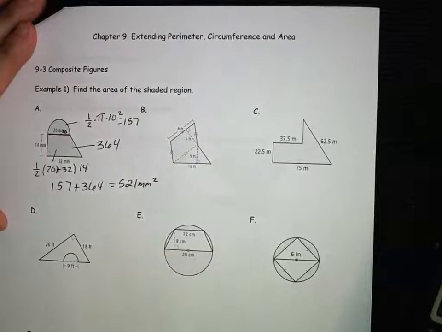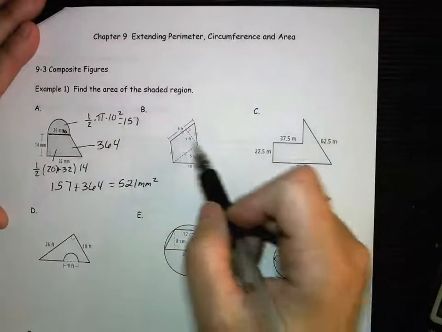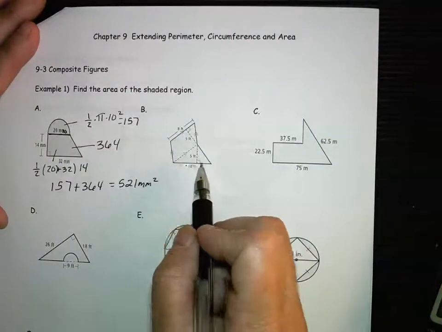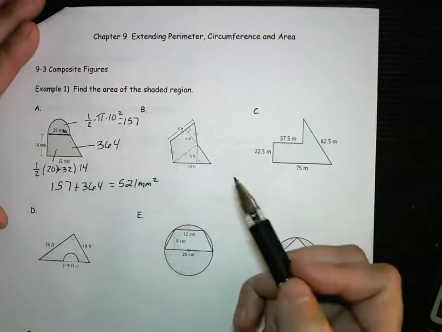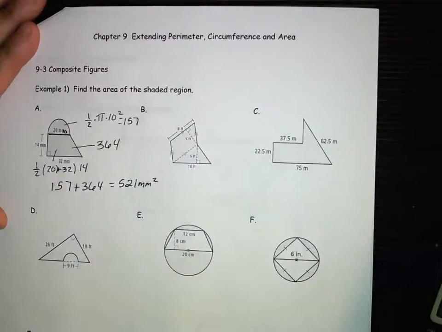This next one, let me see if I can figure out how I'm going to do this. Let's see, this is 8, this is 10, and this is 5. I'm going to skip that one for right now and come back to it. I want to go to letter D next.